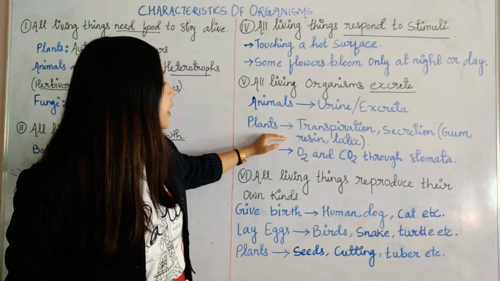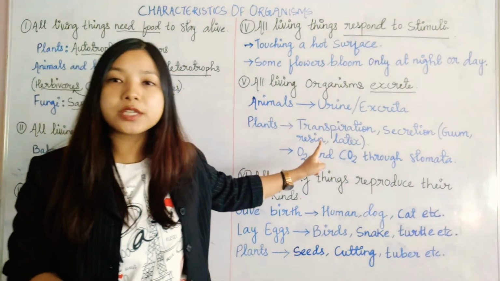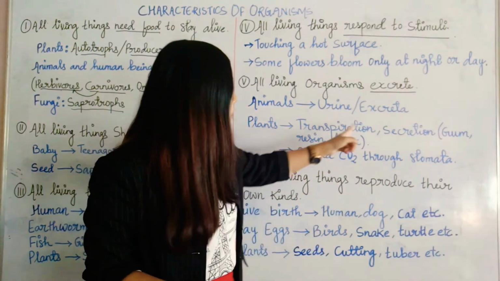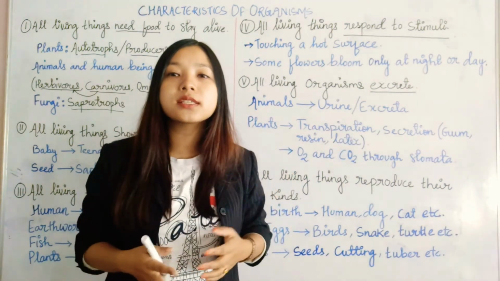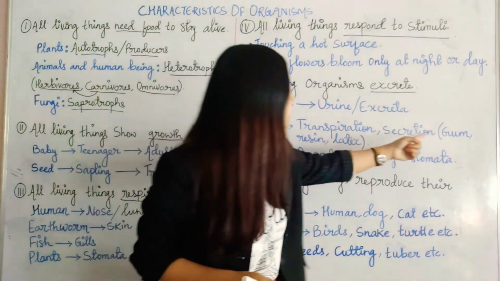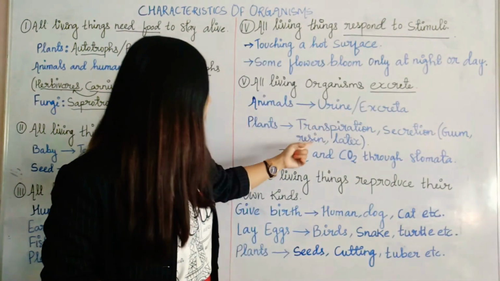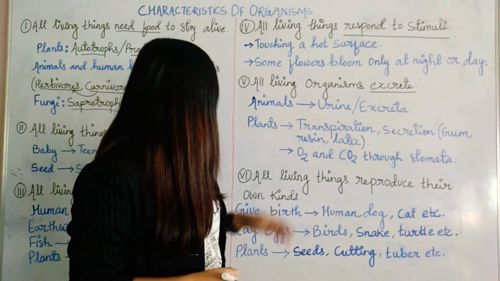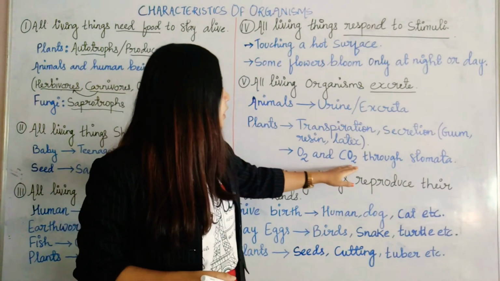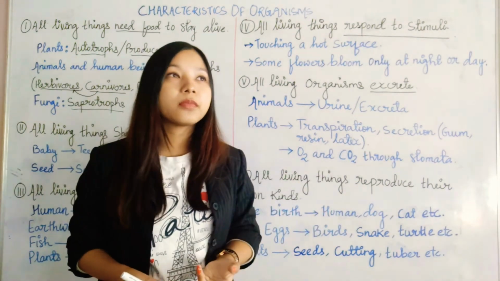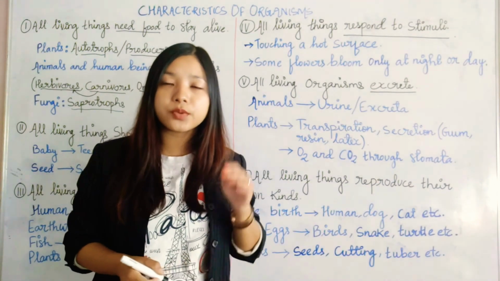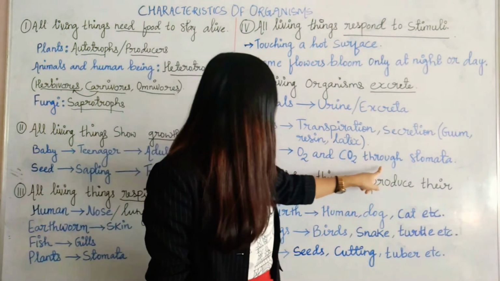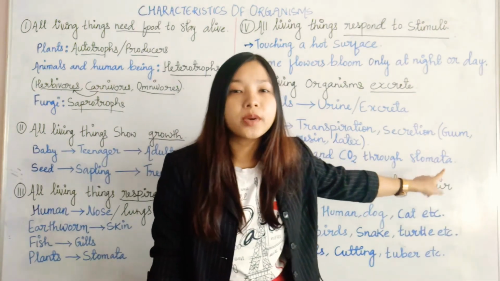In the case of plants, by the process of transpiration, they release the excess water. By the process of secretion, they release some chemicals in the form of gum, resin, latex, etc. Then the oxygen and carbon dioxide released in the process of photosynthesis and respiration are released by the plants through stomata.